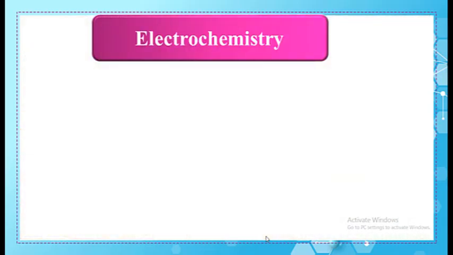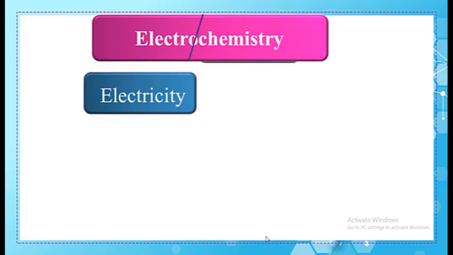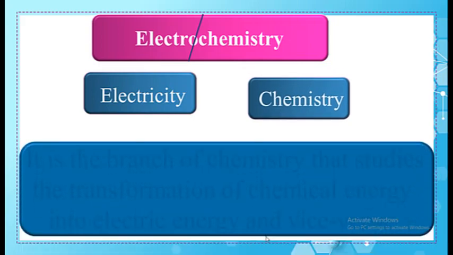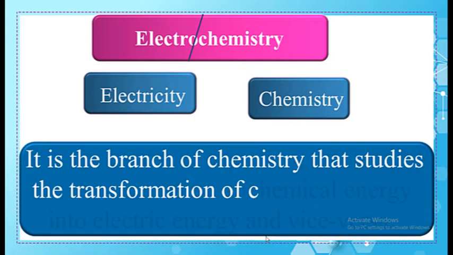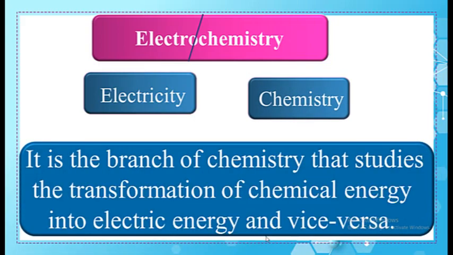electrochemistry means two words, electricity and chemistry. Electrochemistry is the branch of chemistry that studies the transformation of chemical energy into electric energy and vice versa.